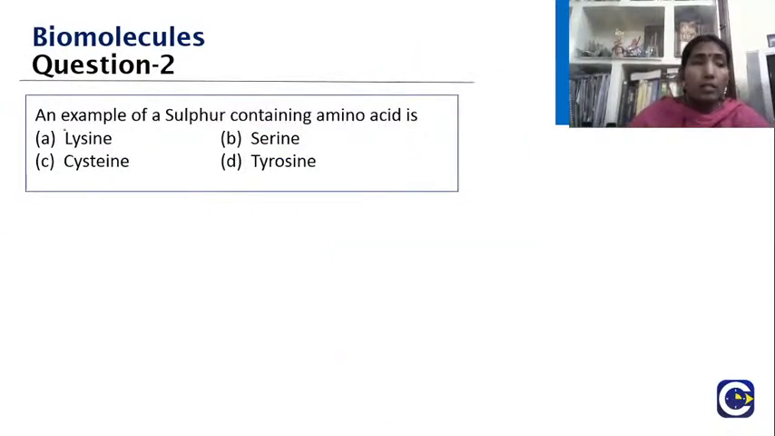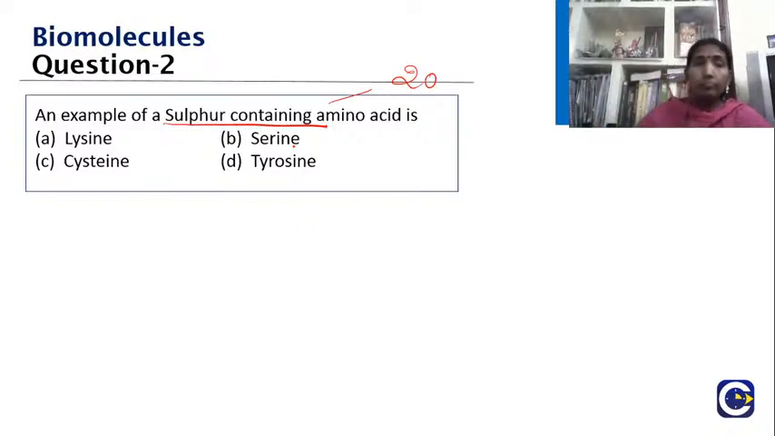The next question is an example of a sulfur containing amino acid. We all know that in our body there are 20 amino acids. Here we have lysine, serine, cysteine and tyrosine. Among these amino acids, one is a sulfur containing amino acid. I just want you all to pick it up. Please post it in the chat.